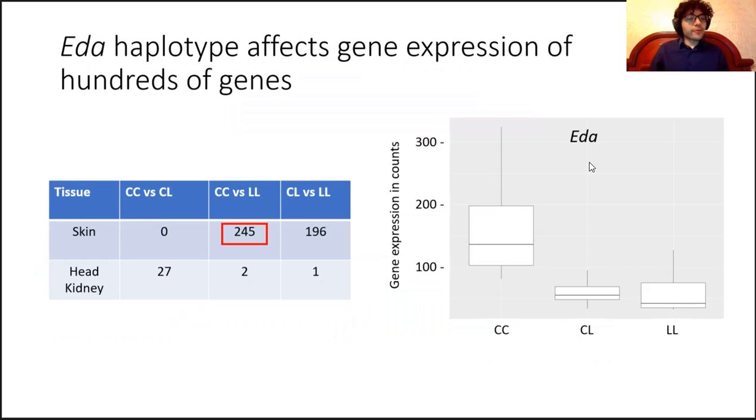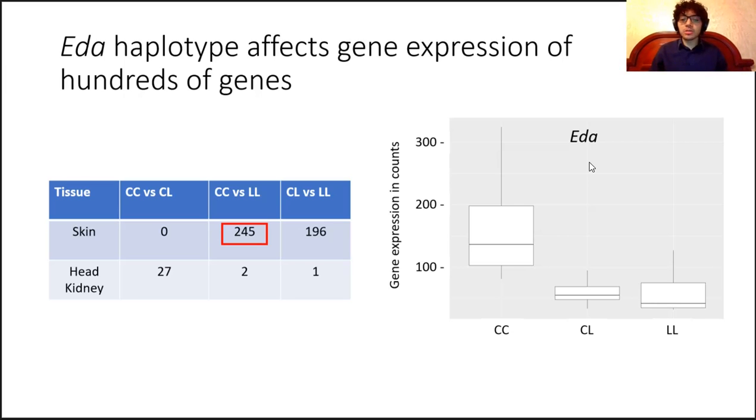And we found that there were hundreds of differentially expressed genes. Remember, these are fish that, apart from the haplotype, all have the same marine genomic background. So all of these genes that we found differentially expressed should be because of the haplotype. As we would expect, the great majority of the differentially expressed genes was found in skin, especially in the comparison between CC and LL individuals.